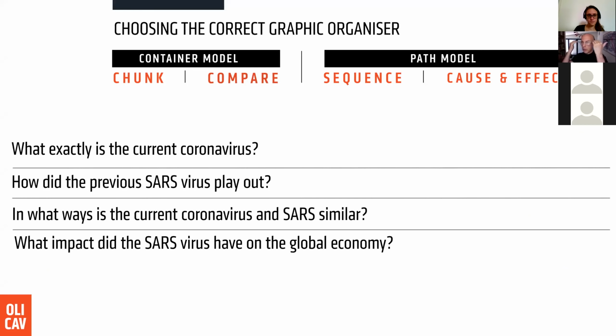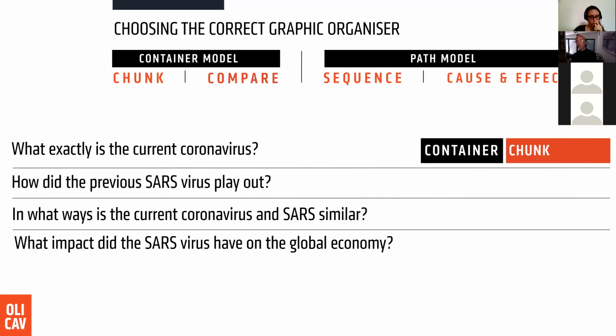First thing, I want you to put slow motion on your mind, and read the question, and tell yourself, declare to yourself, which are the key trigger words? Which words illuminate the type of question, the type of thinking that's required? Let me show you. What exactly is the current coronavirus? To me, the word what and the word is immediately shout out defining. So I'm going to say that's the key word. It's relating to container, and it requires that I choose a graphic organizer from the chunk or define series.